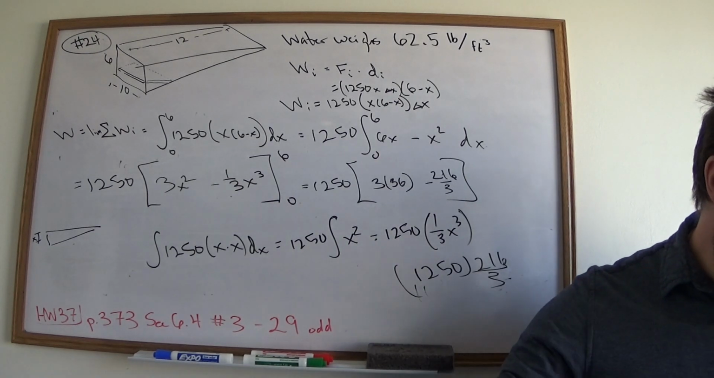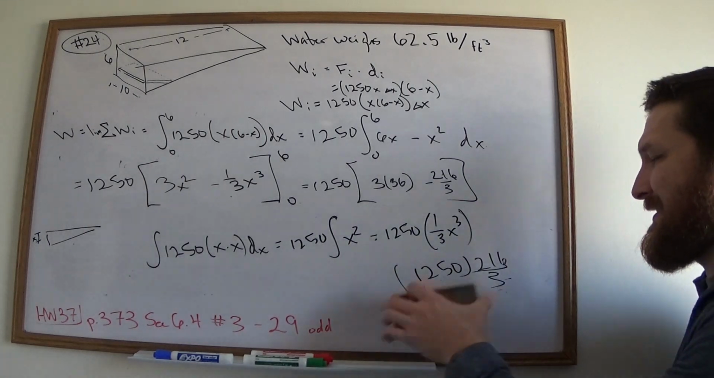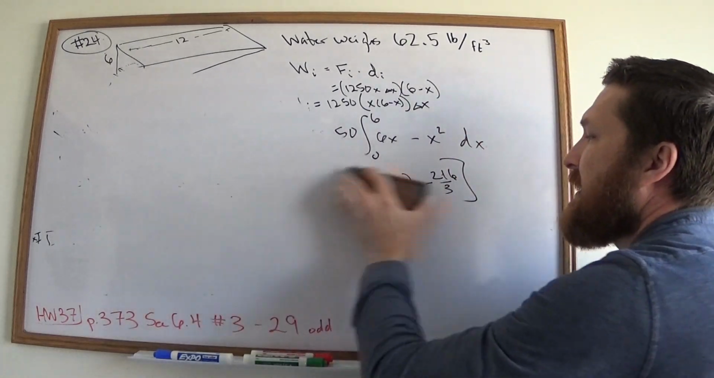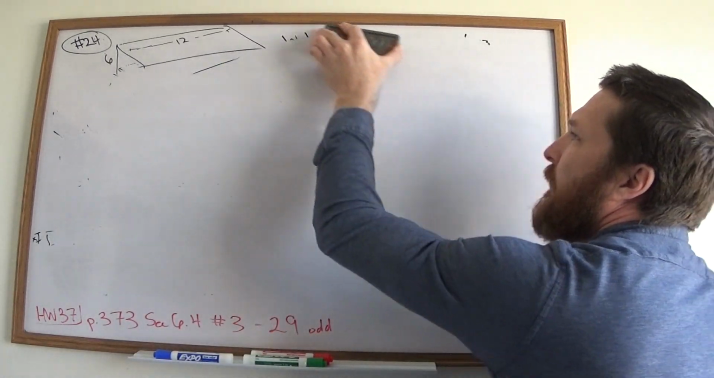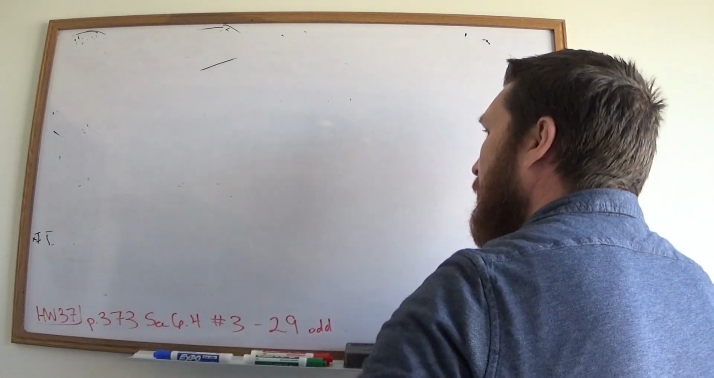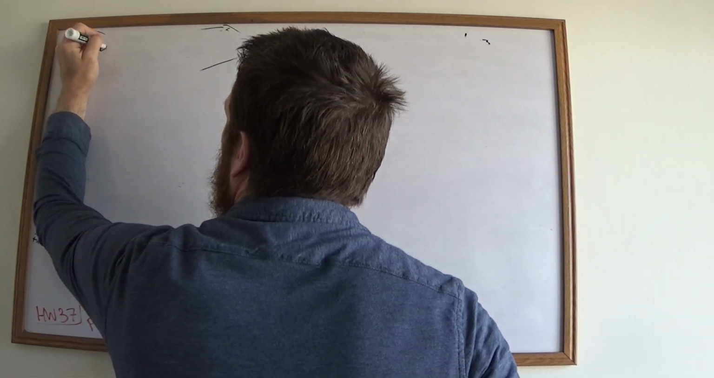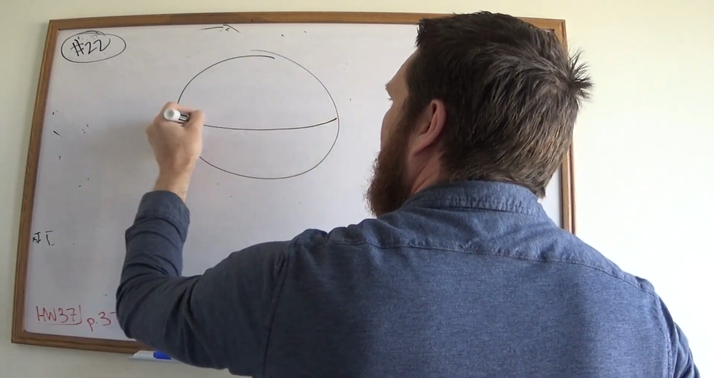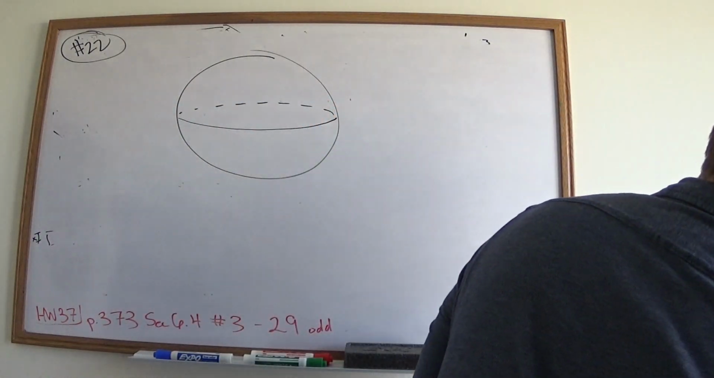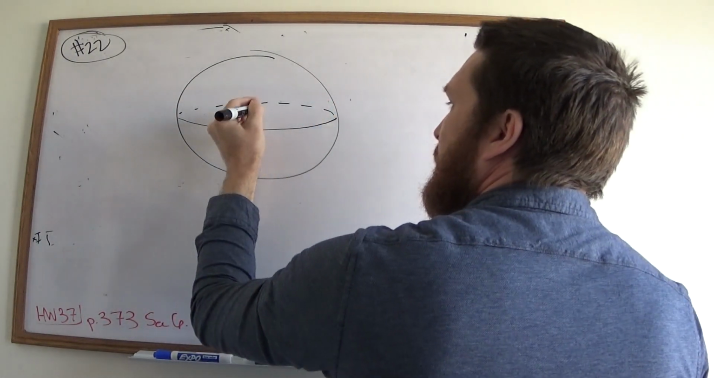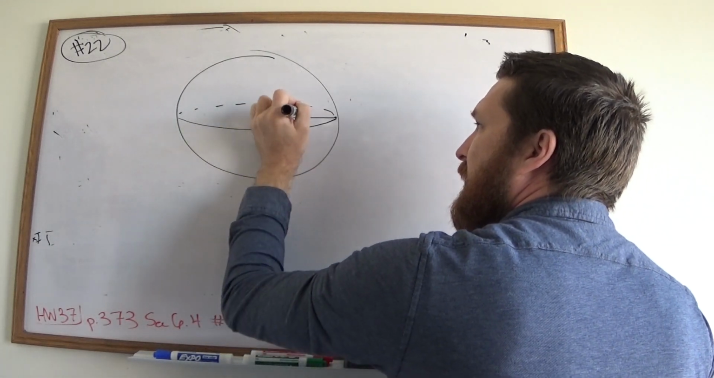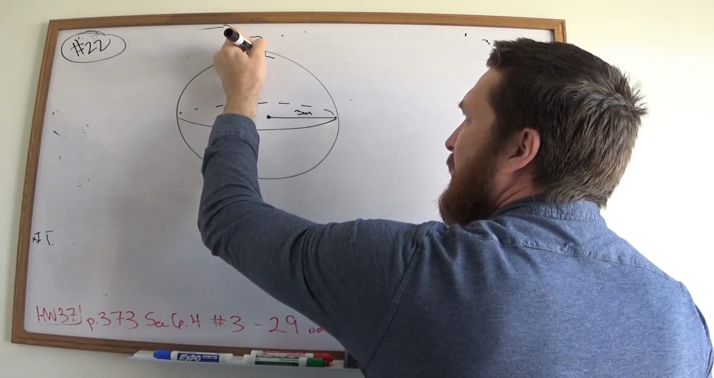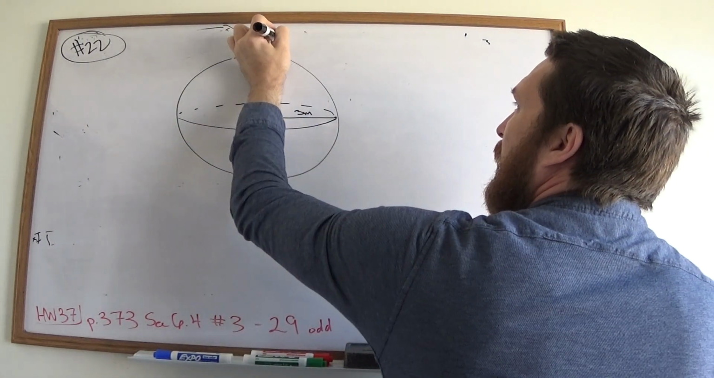Lots of different things. We don't really have time to do number 22, but I'll kind of set it up for you. Same problem. There's a tank with water. How much force to get all the stuff out? Only now the tank looks like this. It's a spherical tank. It has a radius of 3 meters. And it has a spigot that is 1 meter long.